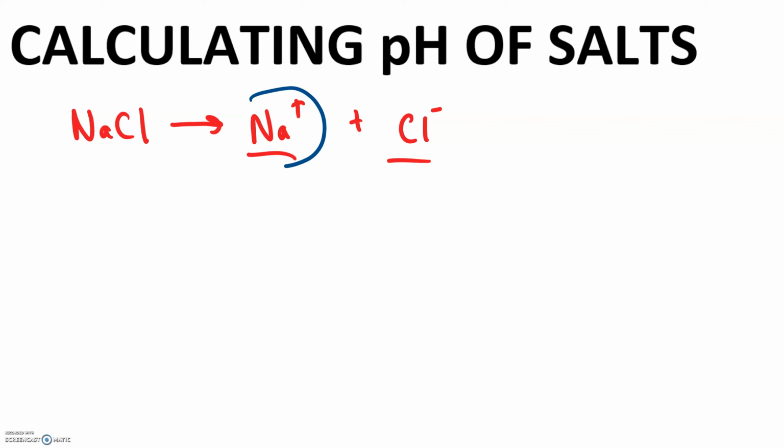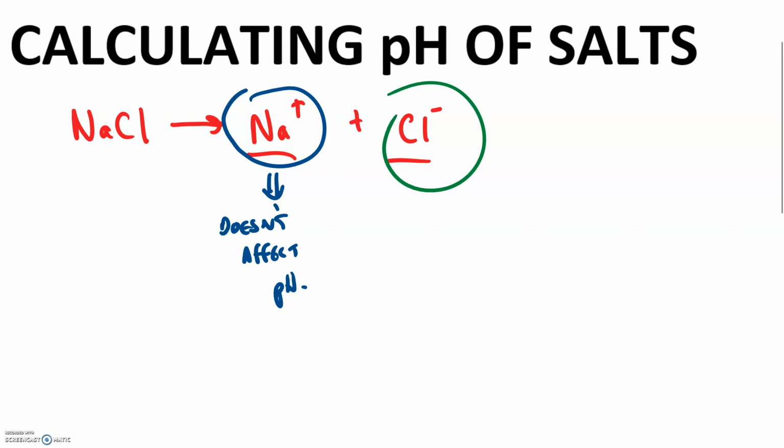Well, obviously, sodium's not going to have anything. So this one doesn't affect pH. What about this other stuff? Cl minus. What do we know about that? Well, we know that Cl minus is the conjugate base of HCl. That means it's going to act like a base. So we could calculate the pH.